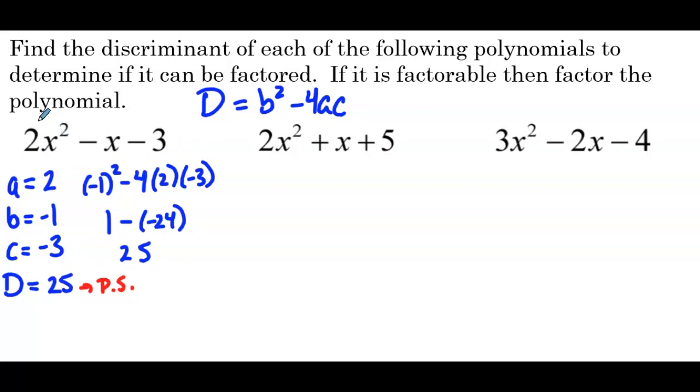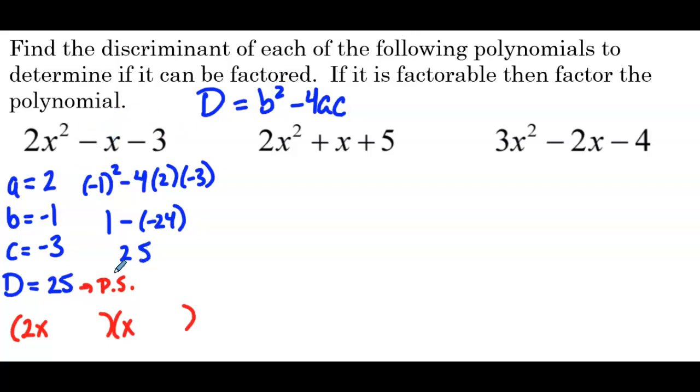So let's do that. I should notice that both the leading coefficient and the constant term is prime. So we'll start our factors as 2x and x to get 2x squared. And then we need to figure out where to place the factors of 3 so that we get negative 3 when we multiply and negative 1 when we add.